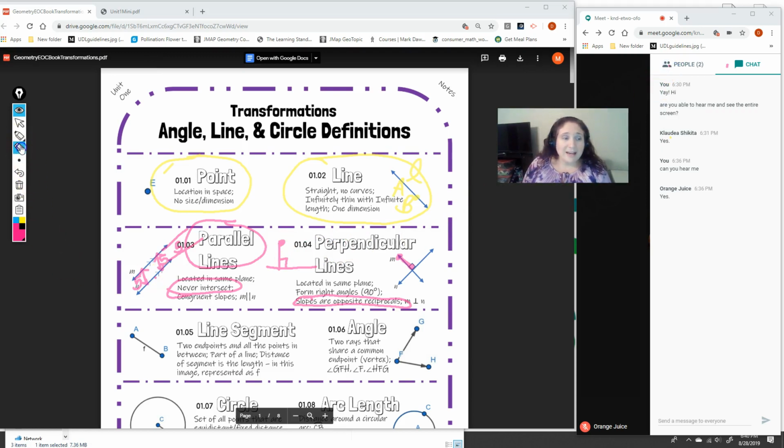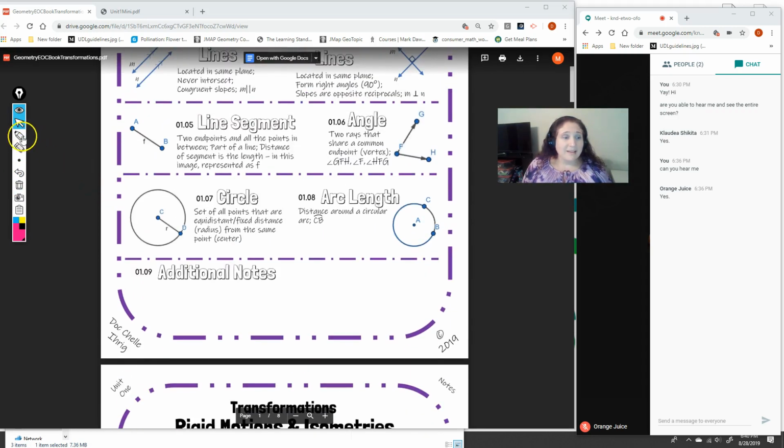In terms of a line segment, other things to think about is the line segment is 2 endpoints and all the points in between. So it's not just this measurement. It's not just the distance between 2 points. It's also those 2 points. So you have to mention that the line segment includes the endpoints. The angle is 2 rays coming from a common point. The circle is the set of all points from a given point. And then arc length, we're not there yet, but that is what we're going to talk about in the circles unit, which is Unit 4.